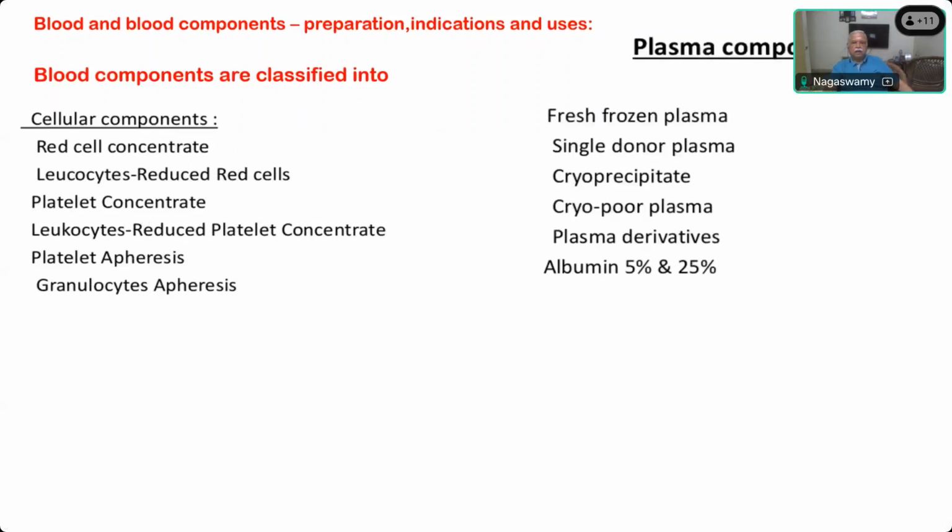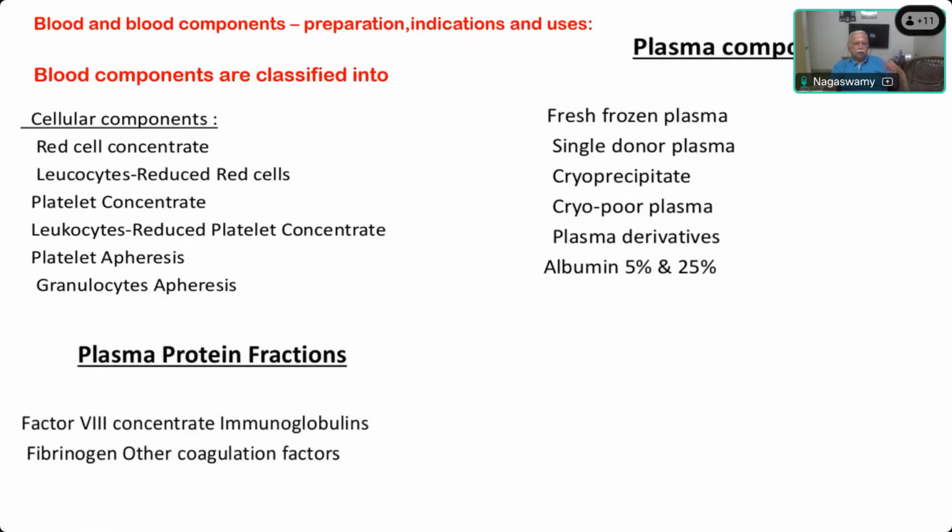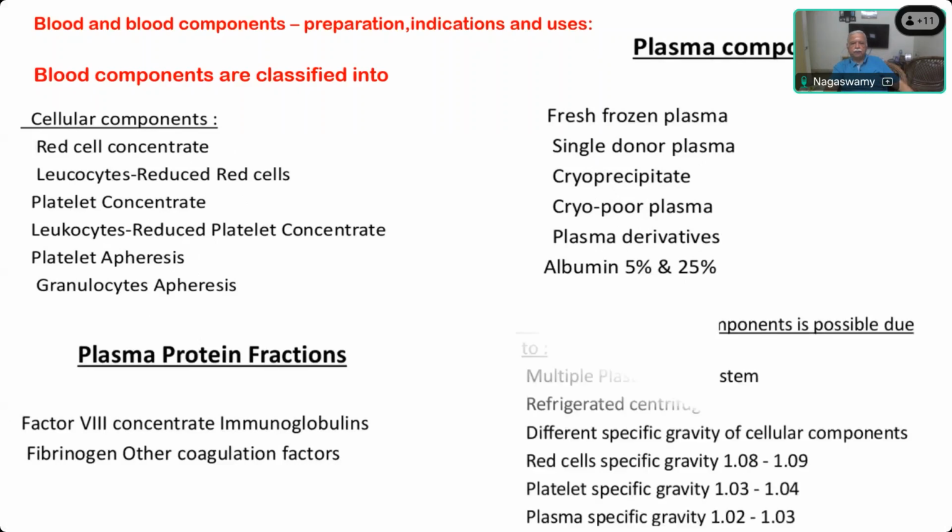Then the second is the plasma component, which can be classified into fresh frozen plasma, single donor plasma, cryoprecipitate, cryopoor plasma, plasma derivatives like albumin, which are in different concentrations. The third is plasma protein fractions, which are factor VIII concentrate, immunoglobulins, fibrinogen, and other coagulation factors like prothrombin concentrate, etc.